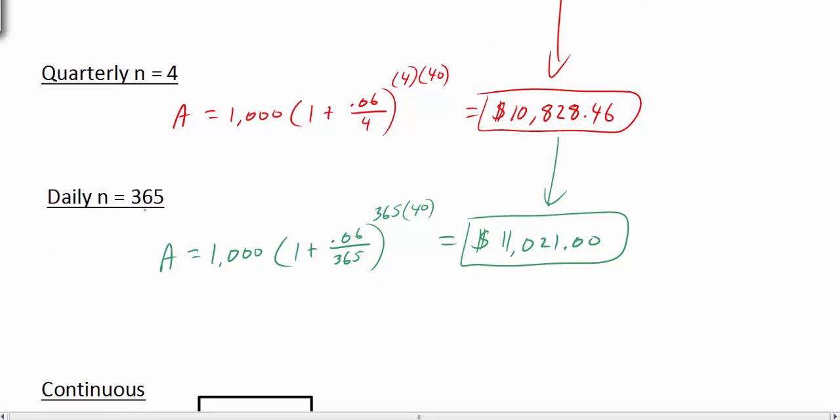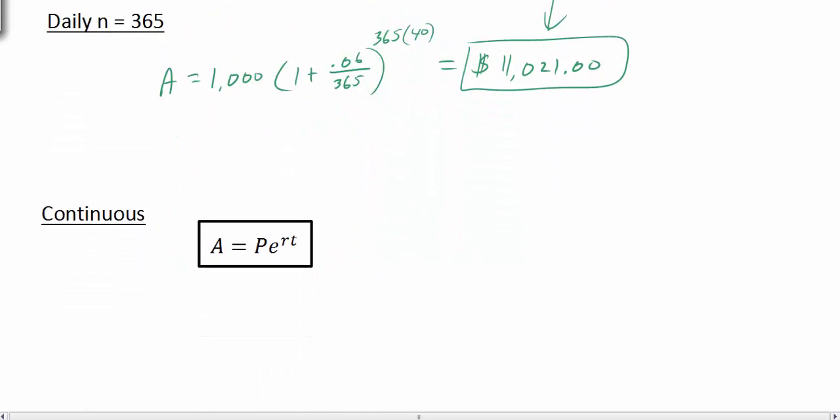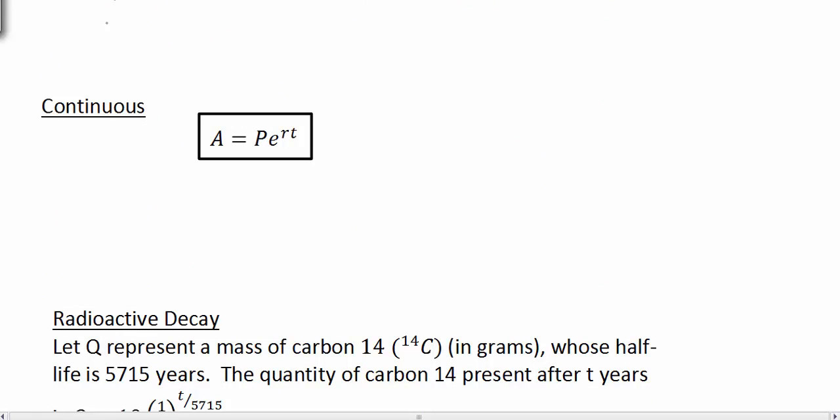Now, we might think of this, what happens if we continue to increase this, more times? What if instead of 365 times, what if we looked at it, say, hourly? Or what if we calculated the interest every minute? Or if we calculated the interest, let's say, even every second? So here, what we could think of is, what if we calculate this interest continuously? So if we calculate this continuously, we're going to use a different formula.